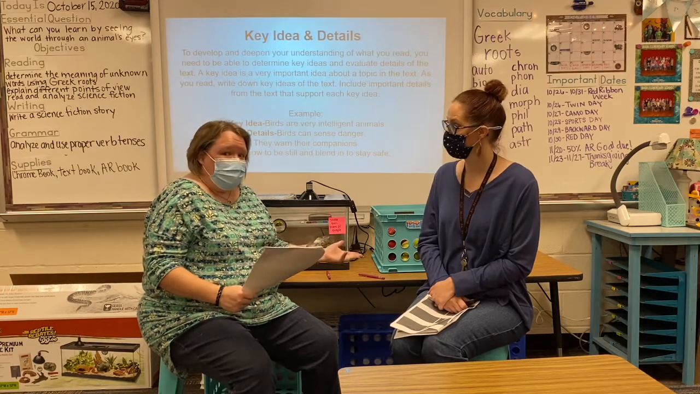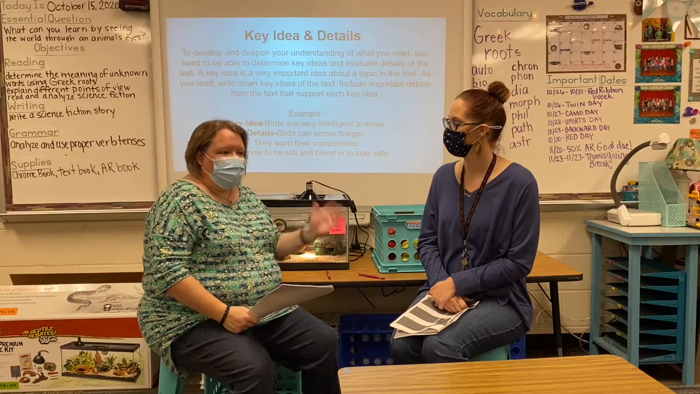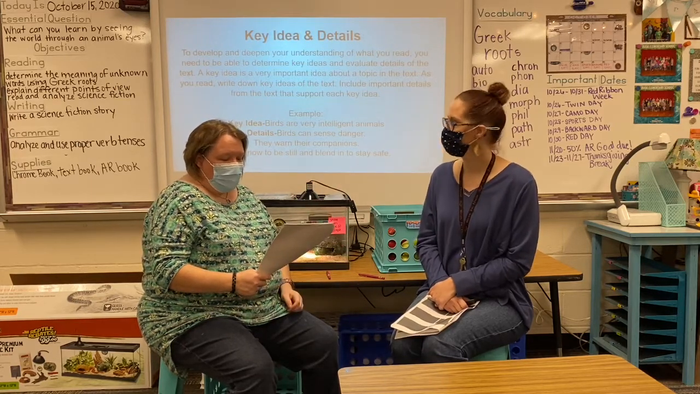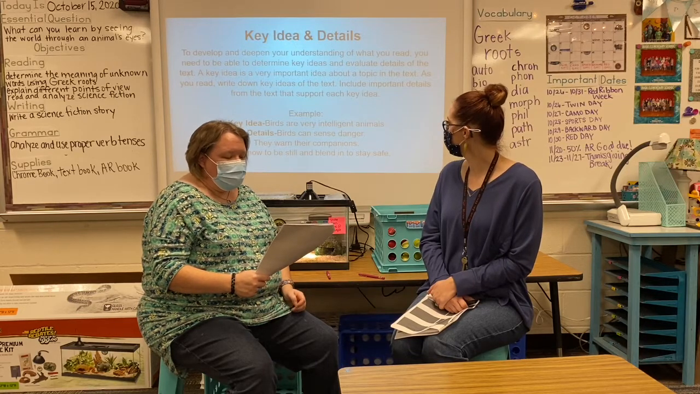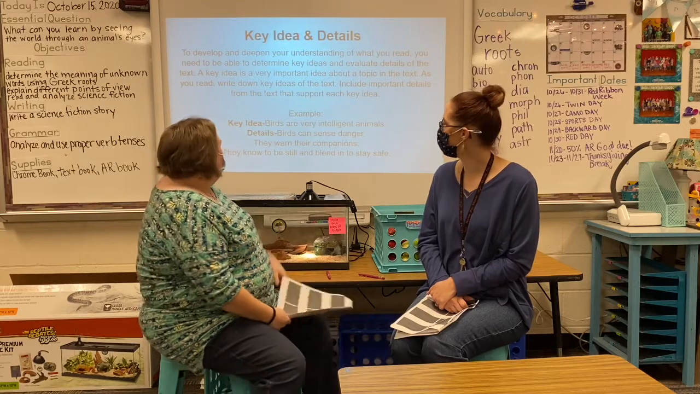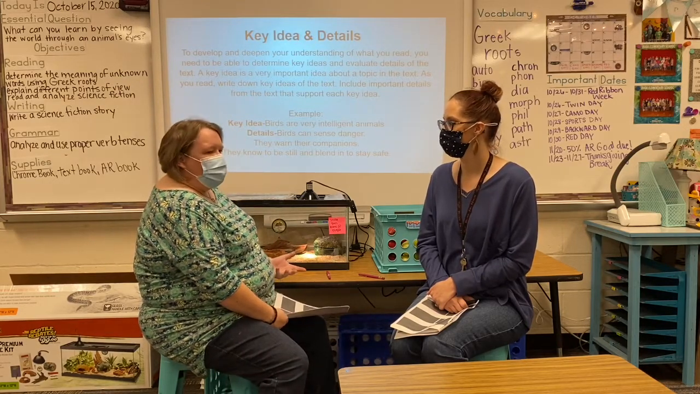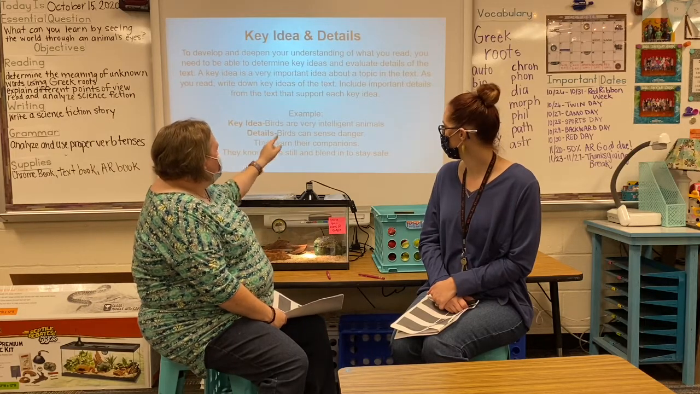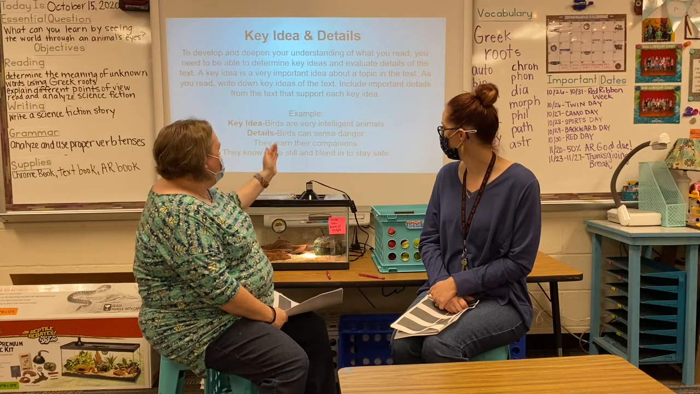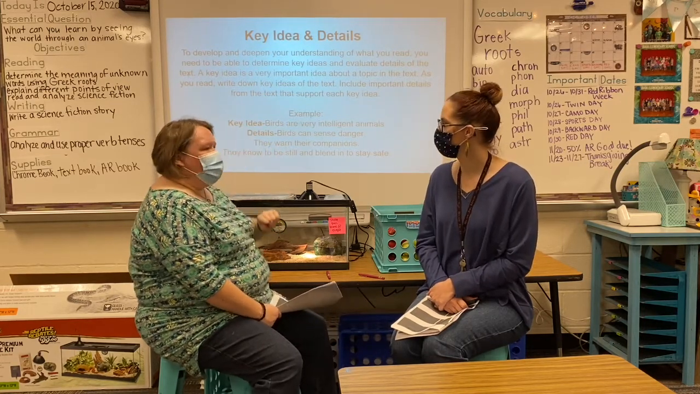So we do that in class. We take little notes as we're reading. I know you don't have the book, but you can have notebook paper to make little notes on. And you include important details from the text that support your key ideas. So an example, the key idea is birds are very intelligent animals. The details: birds can sense danger, they warn their companions, they know to be still and blend in to stay safe. All of those details are going back to your key idea.